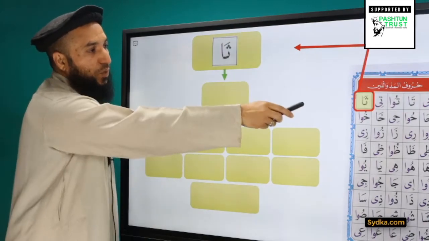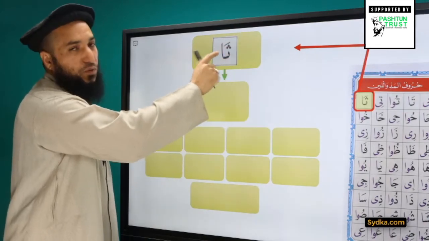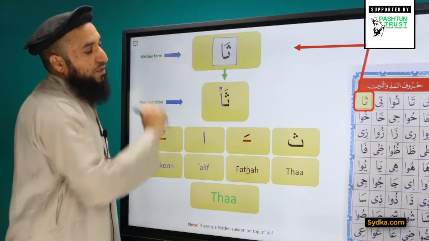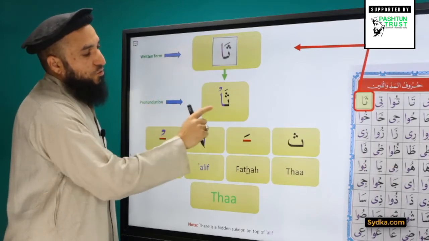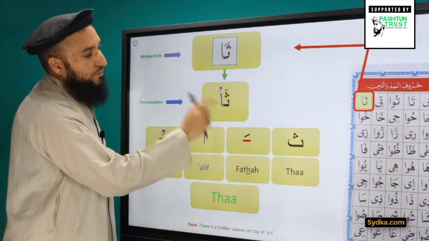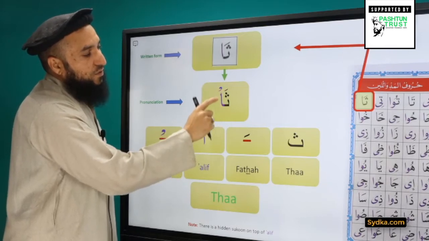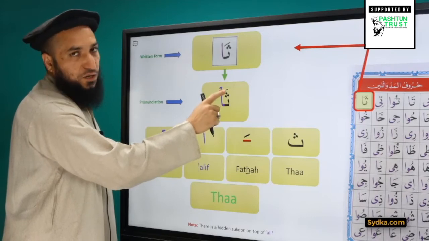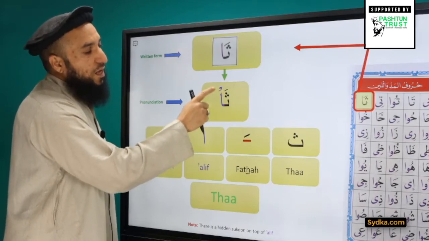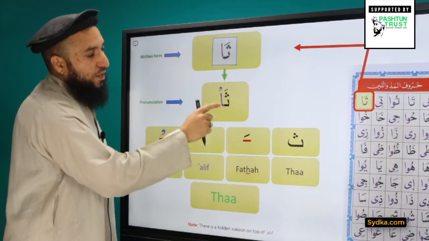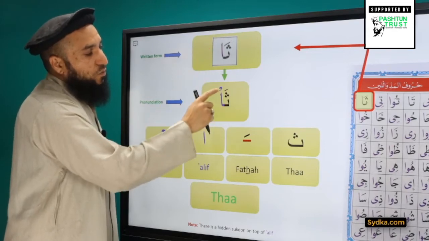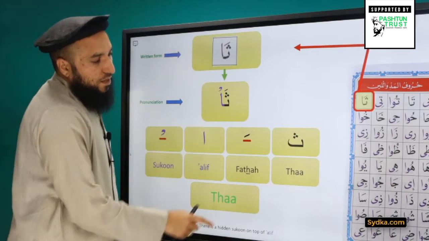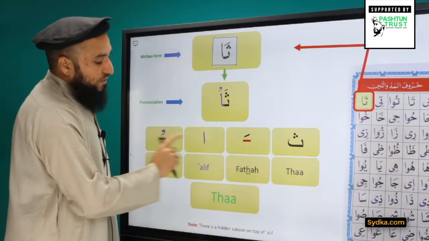The next syllable we have is tha fatha alif sukoon. That's the written form. This has a hidden sukoon here, and this is the pronunciation. I put the hidden sukoon here. Tha fatha alif sukoon thaa. Tha is a light letter, it has fatha on top of it, it is followed by alif, and alif has a hidden sukoon. Tha fatha alif sukoon thaa.